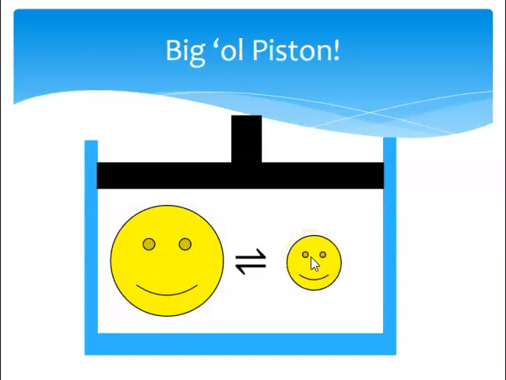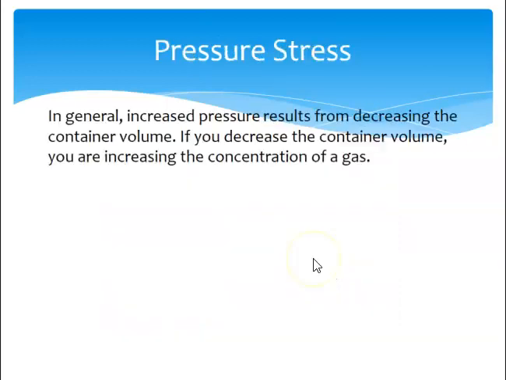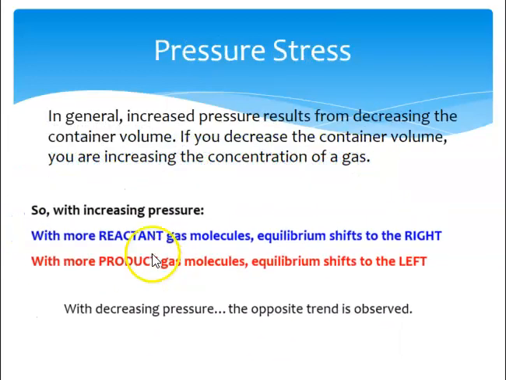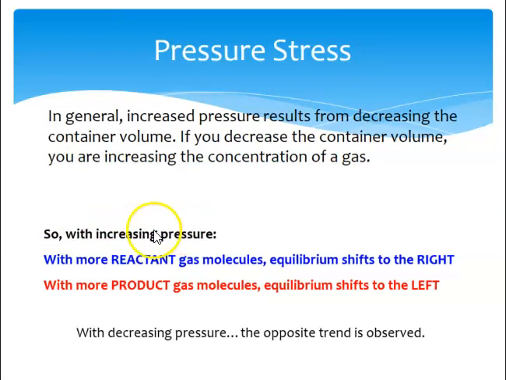In an equilibrium system, how can you tell which side of the equation is bigger? We look at moles of gas. Whichever side of your equation has more moles of gas, that's the big side. And when you increase pressure on that system, it's going to force it over to the small side. That's how it adjusts for that pressure. So if you have more reactant gas molecules and you increase the pressure, it's going to shift the equilibrium to the right. That's what we just saw on that previous slide. If I had more product gas molecules and I increased pressure, that would shift it to the left.